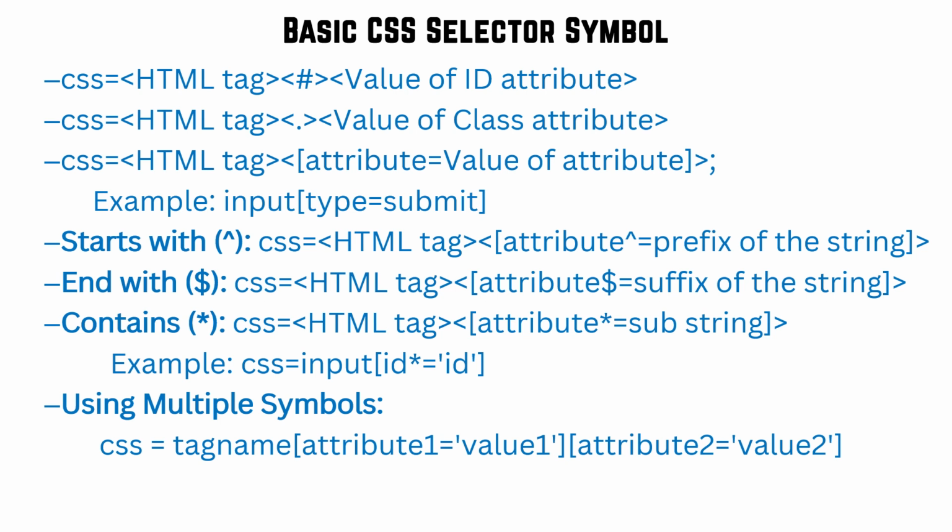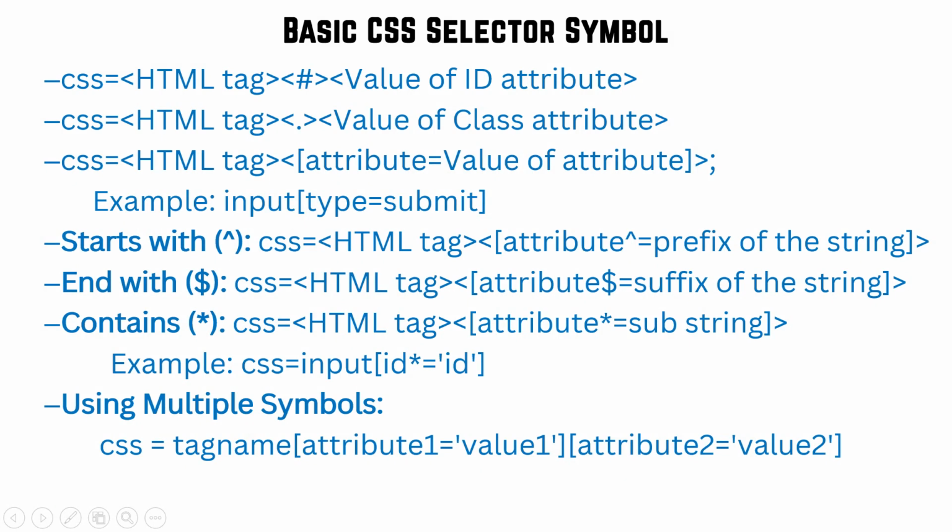For starts with, you need to use tag name, square bracket, attribute caret sign equal to the prefix of the string. For ends with, you can use tag name, square bracket, attribute dollar equal to the suffix of the string, which is the end part. And for contains, which is for anything at the starting, ending, or middle part, use tag name, square bracket, attribute star equal to the substring. And you can use multiple symbols. Suppose sometimes using one symbol you are not able to identify the element uniquely; you can use a multiple combination: tag name, square bracket, attribute 1 equal to value, attribute 2 equal to value, like that.